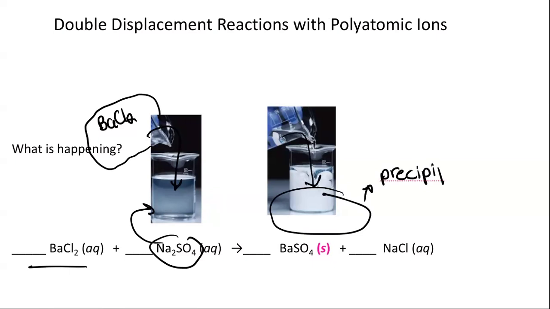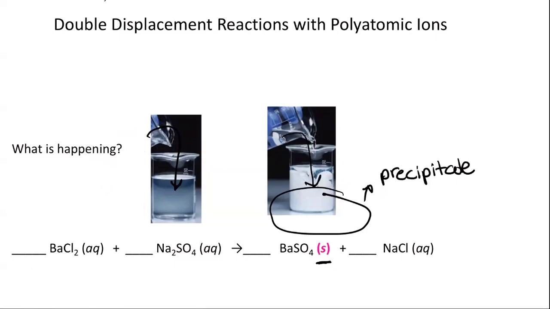I guess crashing sounds so extreme, but it is a precipitate. It comes out of solution, a solid forms, however you want to say it. When it is clear and then all of a sudden a solid comes out of solution, that's called a precipitate. Just like snow is precipitation. Okay, so this is what's happening. That's our reaction. We're adding one thing to the other, and it's a double displacement.